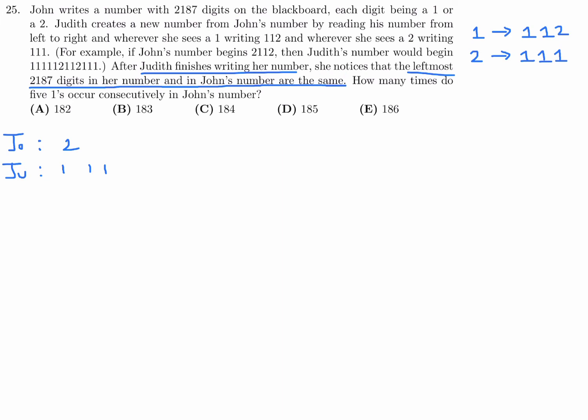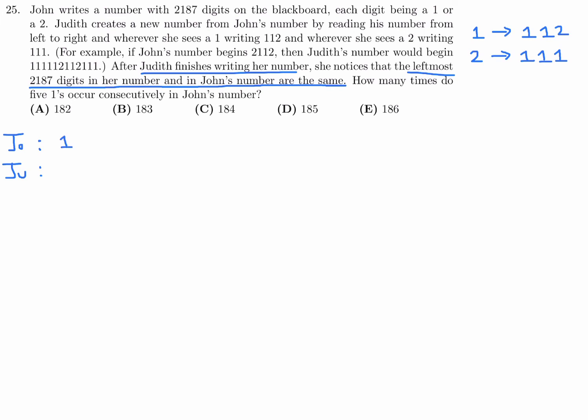So when we write out all these numbers, we have to make them in a way so that they're always the same until we get to the 2,187th digit. Now, I'm not going to write out all 2,187 digits, but I'm going to try to see if there's a pattern here. So the only thing we figured out from this is that John's first number cannot be a 2. It must be a 1.